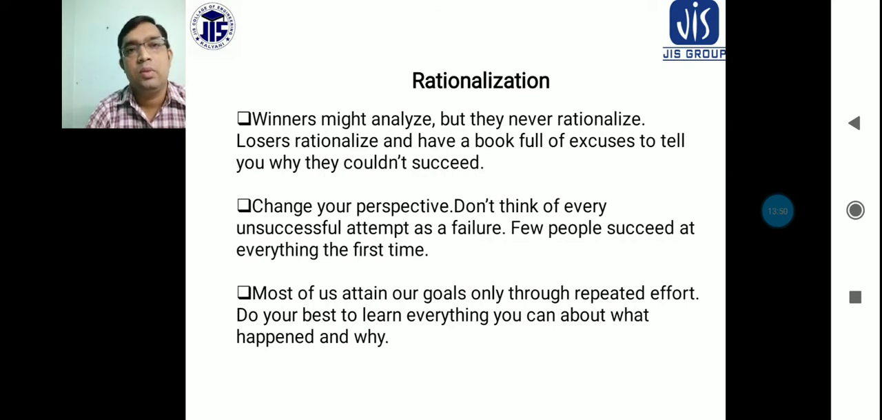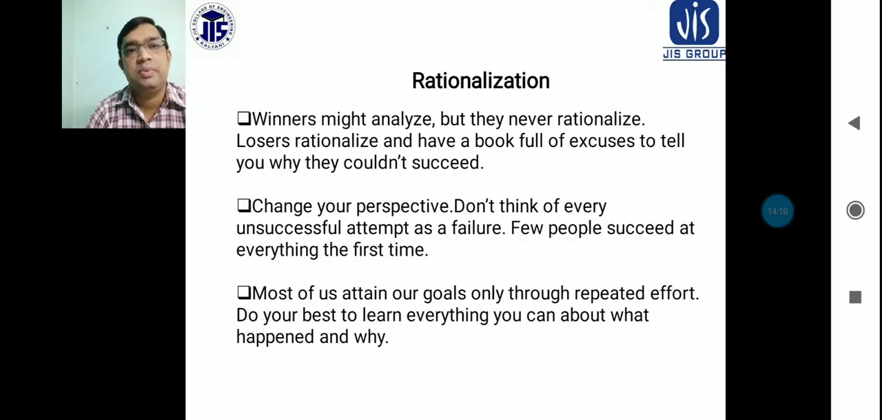And another thing: losers rationalize and have a book full of excuses to tell you why they could not succeed. But a winner will not rationalize fully, and he will spend time with his friends on the friends' problems, but not his own problems. Then this will be considered according to rationalizations.